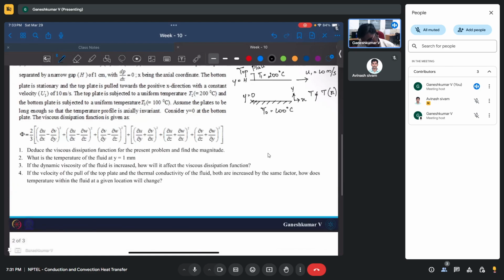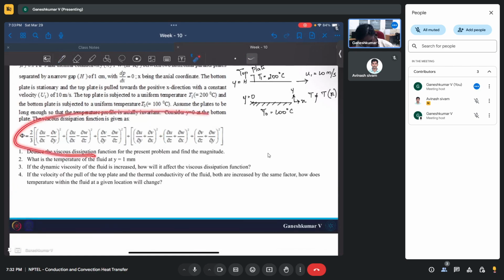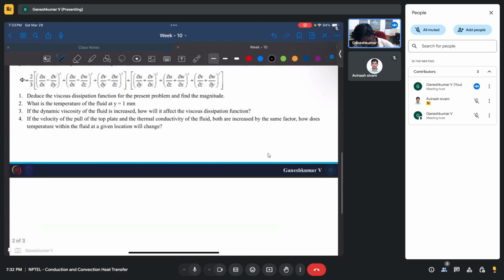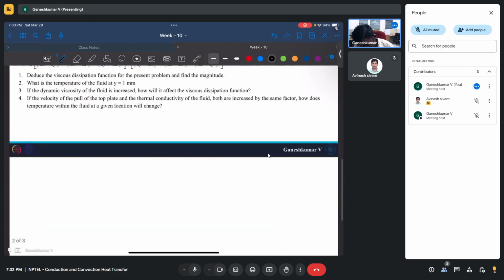Now the viscous dissipation function is also given. This is the viscous dissipation function. We also derived it during the class. Now the first question is to deduce the viscous dissipation function for the present problem, which means I have to derive it for this present problem and find its magnitude. So you have to substitute all the values that we have for this problem. I think we partially did it in the lectures, so I am going to be a little bit quick here. So that will be your first question. The second we will come later.